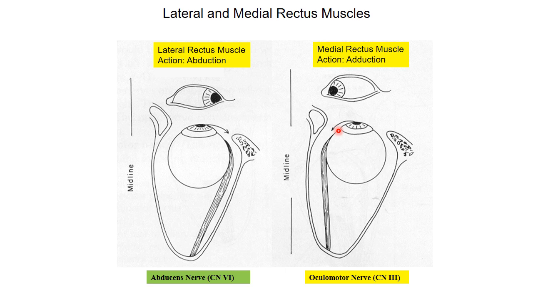Okay, so we have 3 adductors. Superior rectus is a minor adductor, inferior rectus is a minor adductor. The chief or principal adductor is the medial rectus. Pulls the eyeball in. Okay, also supplied by cranial nerve 3 or the oculomotor nerve.